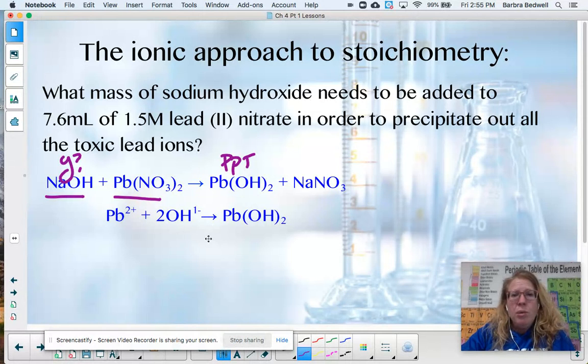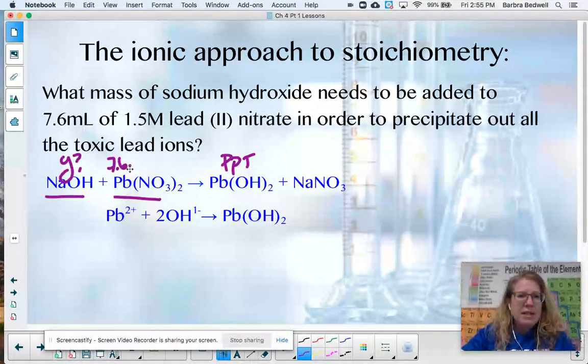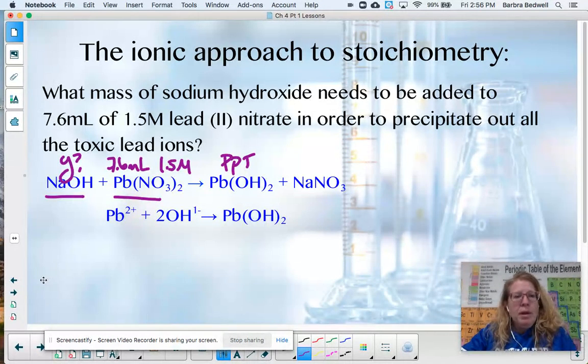If we take a look at what this is, the ionic approach simply still has you think about what you really need in here. Well, if I've got lead nitrate, 7.6 mL, and it's 1.5 molar, I'm still going to do my molarity to moles, and then moles to moles, and then moles to grams. So what does this look like? Molarity times liters equals moles. I'm going to be doing this for my lead nitrate.